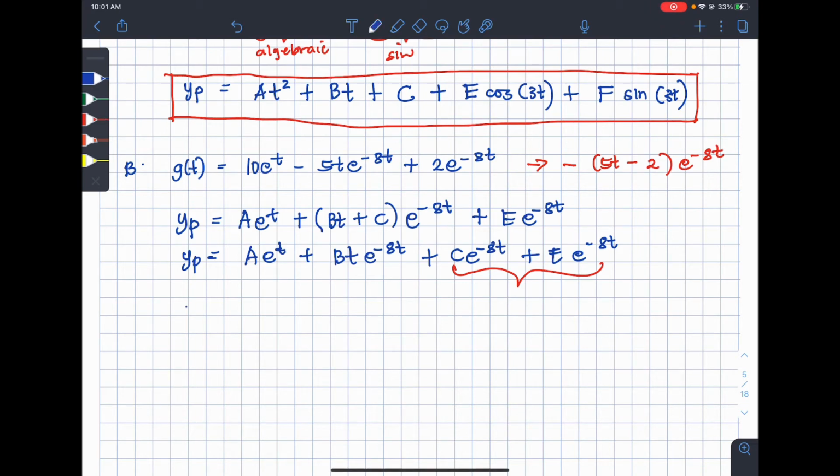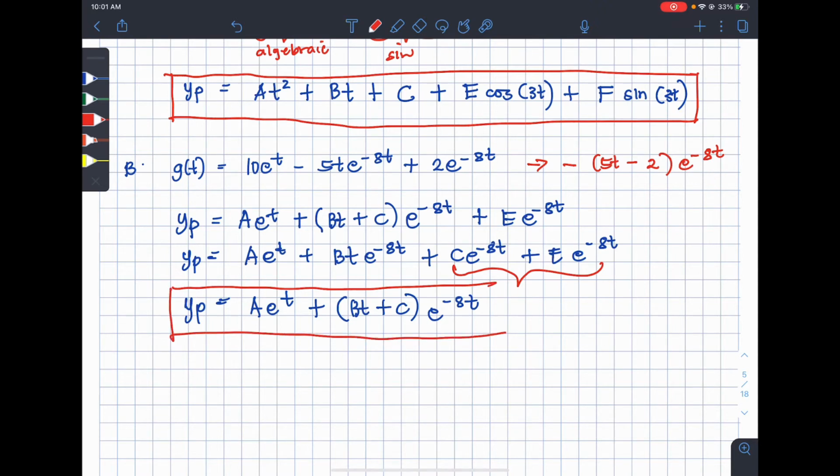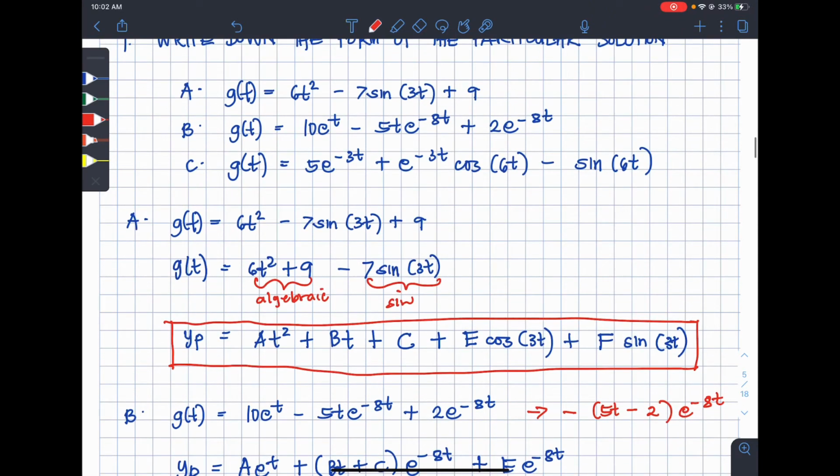So para ang particular solution natin nun, would be a e raised to t, and then plus, ayun, bt plus c, then e raised to negative 8t. So, kung ito yung susundan mo, this would just be plus bt plus c, and then e raised to negative 8t. So, that would be our trial particular solution. A e raised to t plus bt plus c e raised to negative 8t. So, next.